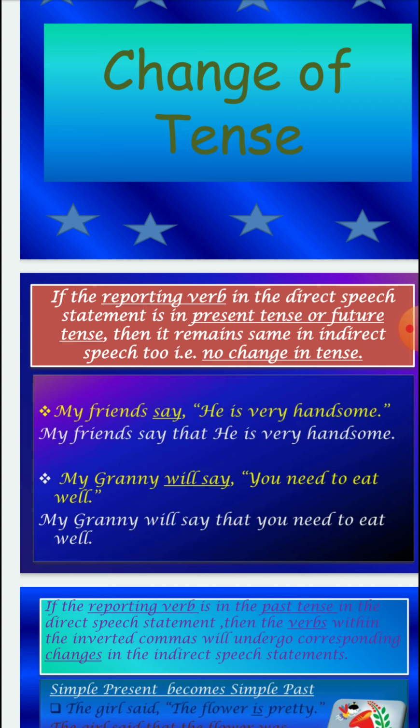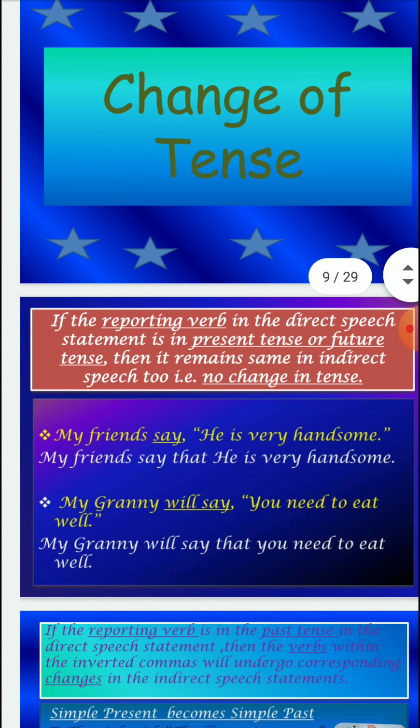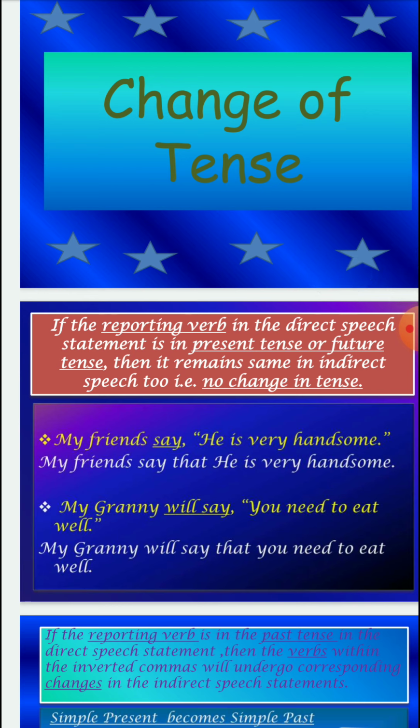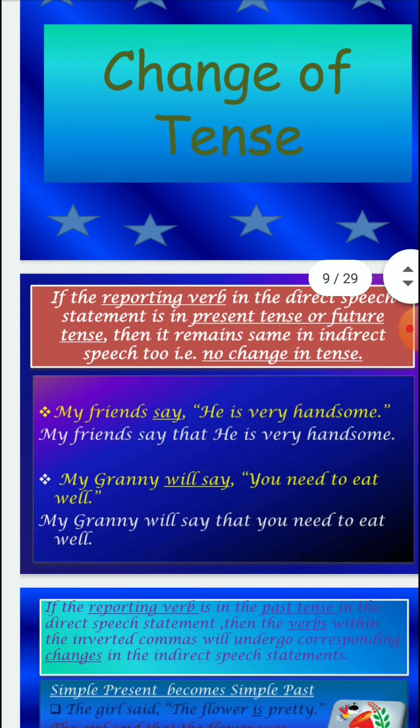So, we will make no changes in the reported speech, which is he is very handsome, will remain in the present tense only. So it will be, my friends say that he is very handsome. Note this thing, he is very handsome. He, although it's written capital, but H will be small here. So it will be, my friends say that he is very handsome. Same tense.